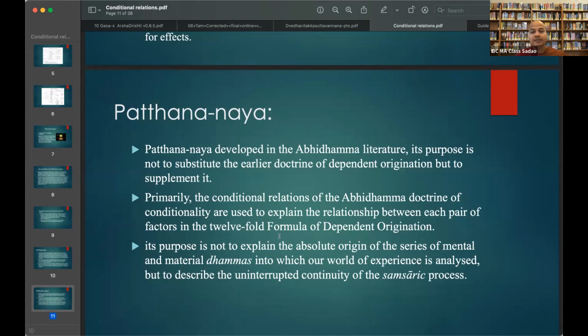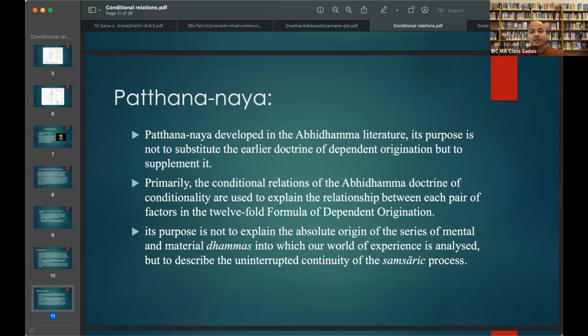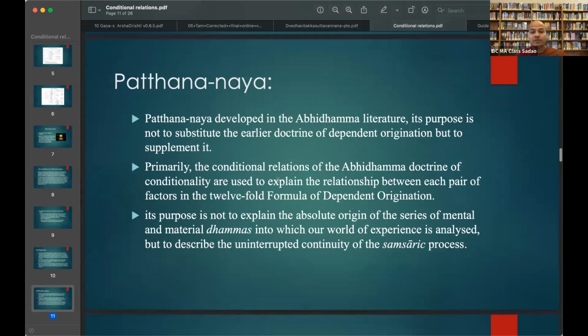Talking about the Patthananaya, it says that the Patthananaya developed in the Abhidhamma literature, its purpose is not to substitute the earlier doctrine of dependent origination, but to supplement it. So here what you see is that the Abhidhammikas came up with this Patthananaya to further elaborate and make clear what is expressed in early Buddhism in terms of dependent origination. Primarily, the conditional relations of the Abhidhamma doctrine of conditionality are used to explain the relationship between each pair of factors in the 12-fold formula of dependent origination. Its purpose is not to explain the absolute origin of the series of mental and material dhammas into which our world of experience is analyzed, but to describe the uninterrupted continuity of the samsaric process.